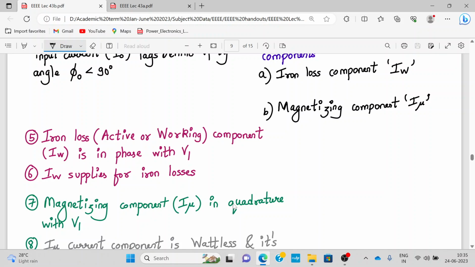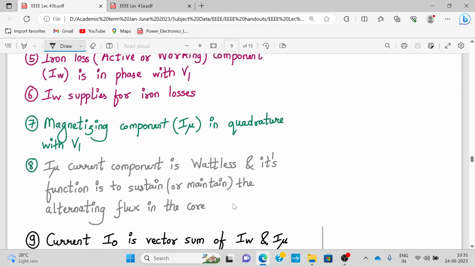Next is the magnetizing component I mu, which is in quadrature with V1. It is made up of an inductive coil, so the current will lag behind the voltage by 90 degrees. Therefore there is a quadrature phase difference between them. So the I mu current component is wattless, which means it doesn't contribute actively in consuming power. Its function is to sustain or maintain the alternating flux in the core.